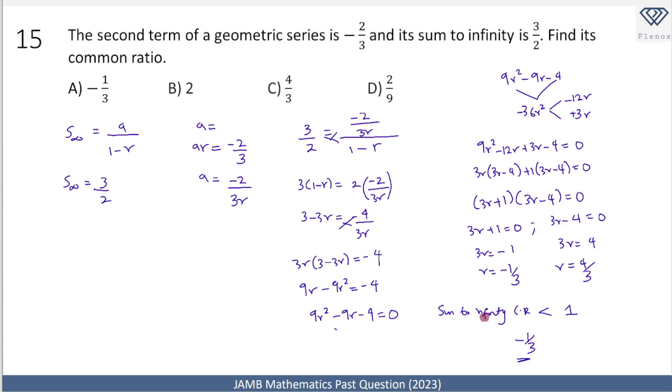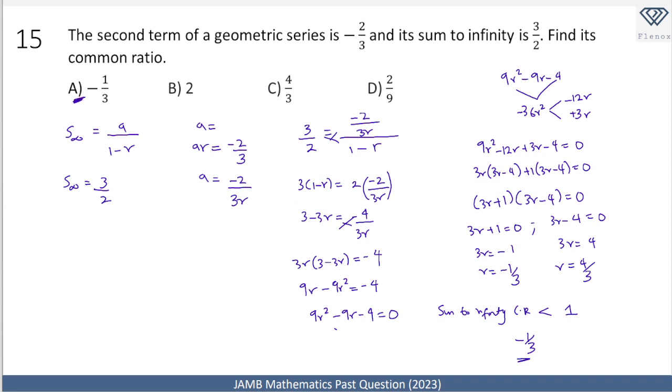The reason why this condition holds, I don't want to go into too much detail, but you can check the link in the description where I put the geometric series and you can get a deeper understanding. So that means for this case, the correct option is Option A. But this is how we go about solving this.